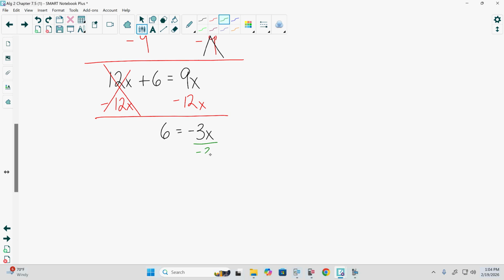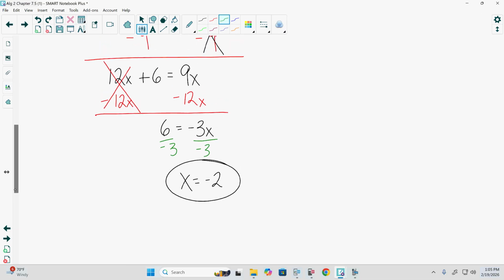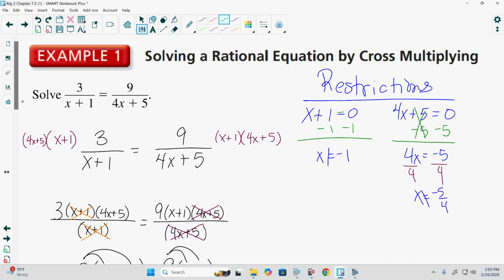Lastly, we would divide both sides by negative 3. Negative 3x divided by negative 3 would be x. And 6 divided by negative 3 would be negative 2. So telling us x is equal to negative 2. Questions on this here?